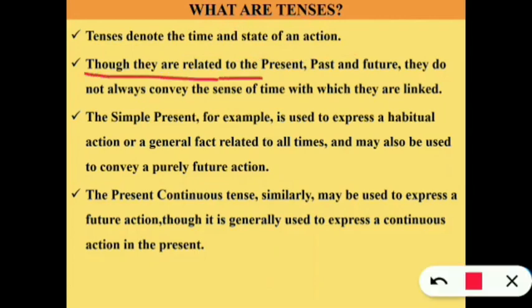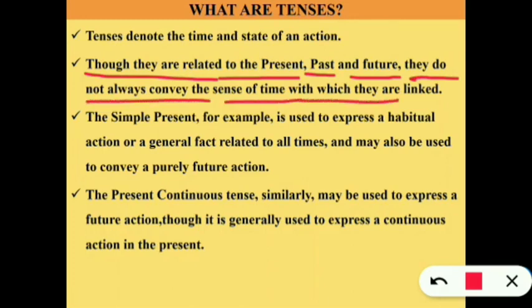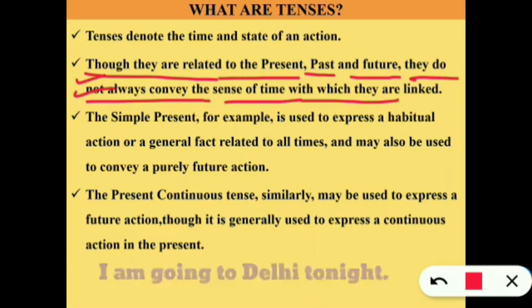Though they are related to the present, past and future, they do not always convey the sense of time with which they are linked. Now here, even if the things are being told in present, sometimes it shows something else. It tells us the state of an action when it is being done. Say for example, I am going to Delhi tonight. This is present continuous tense. But right now the speaker is not going. I am going to Delhi tonight. It will be done. So these kinds of sentences show the state of an action, which we need to understand.